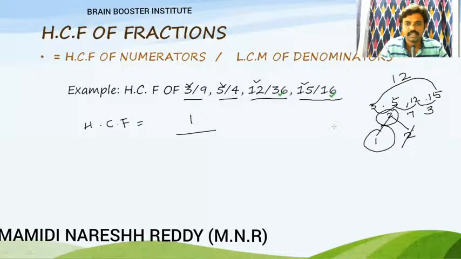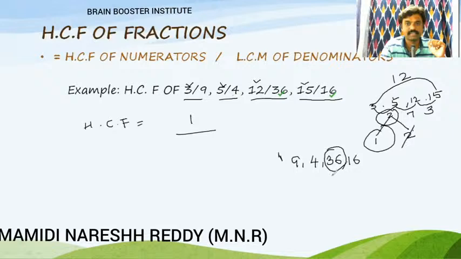So here I'm writing 9, 4, 36 and 16. We are very perfect in finding the LCM. To find the LCM, first we need to select the largest number of the given numbers. So the largest number is 36.